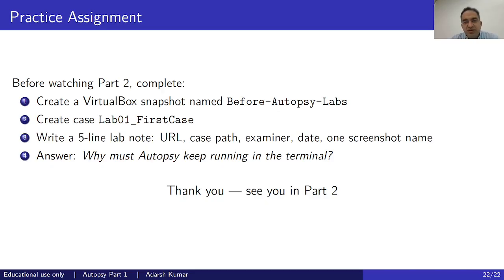Before you watch Part 2, please complete this short practice assignment so that learning sticks. First, create a VirtualBox snapshot named before autopsy lab so you can restore a clean state anytime. Second, create the case Lab 01 first case yourself. Third, write a 5-line lab note that includes the Autopsy URL, case path, examiner name, date, and one screenshot file name.